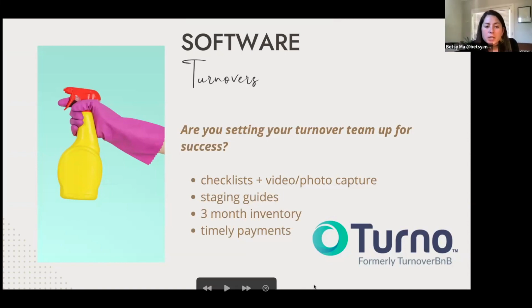So staging guides, what are staging guides? I think it's pretty common for people to say, okay, clean the toilet, make the bed, wipe down the cabinetry, wipe down the surfaces. But staging guides are what it's actually supposed to look like once it's all done.